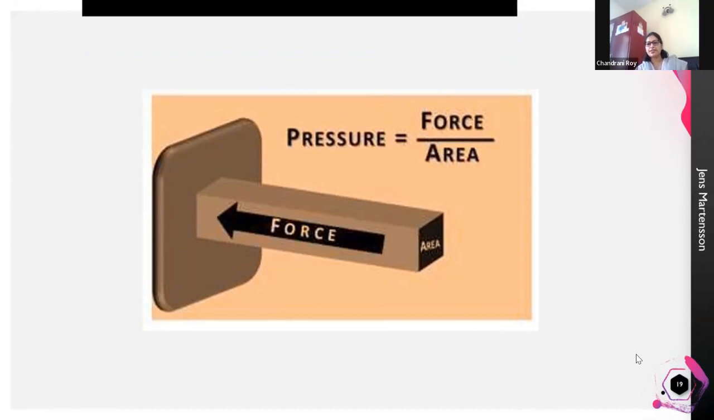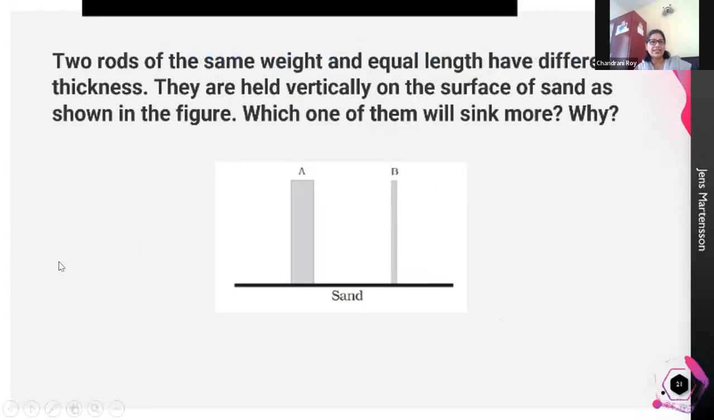This is something that is done easily if we give them examples from day-to-day life.